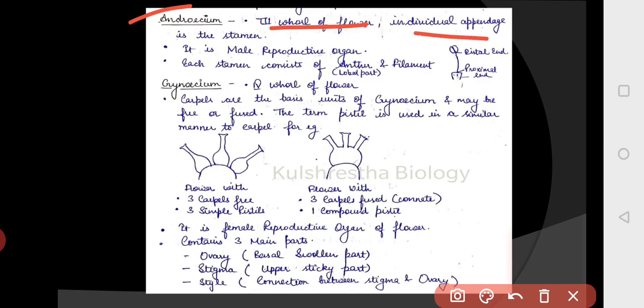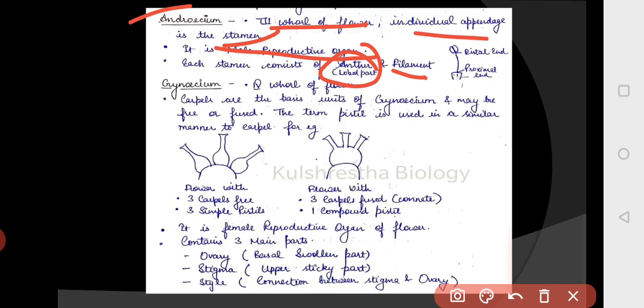Its individual unit is called stamen. It is the male reproductive organ, already told you, and it consists of two parts. The upper lobed part is the anther, and then the long tube-like structure you have seen is the filament. Okay.